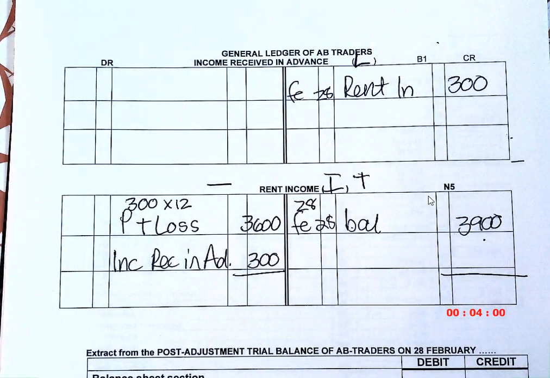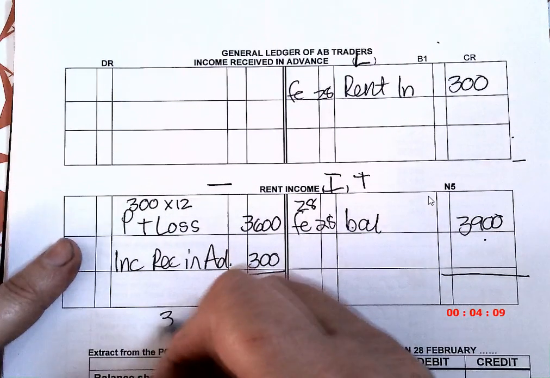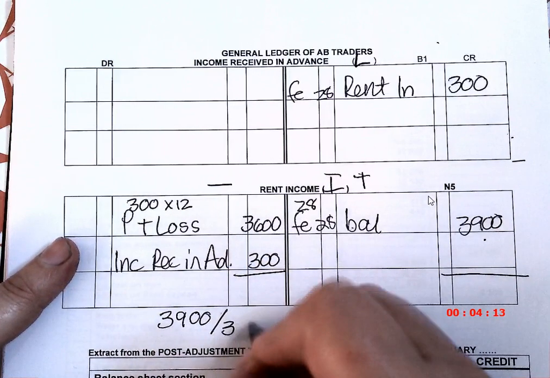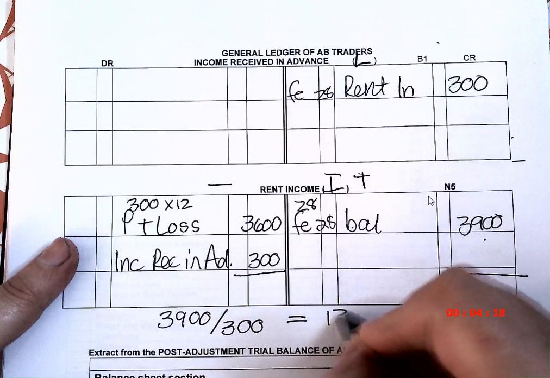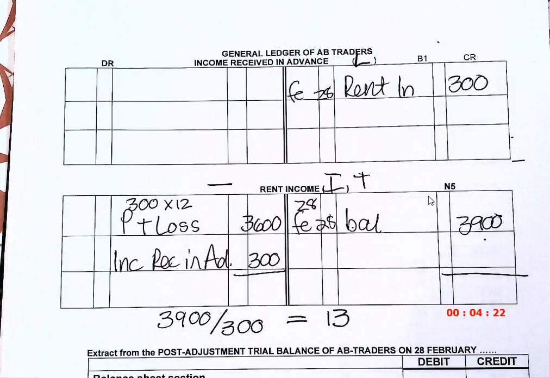That's my first method. The second method, I could have said, okay, I have 3,900. I know it's 300 Rand a month. So it means I received 13 months. How many months am I supposed to receive? 12. So 1 month was received in advance. Can you see the two different methods? Yes.